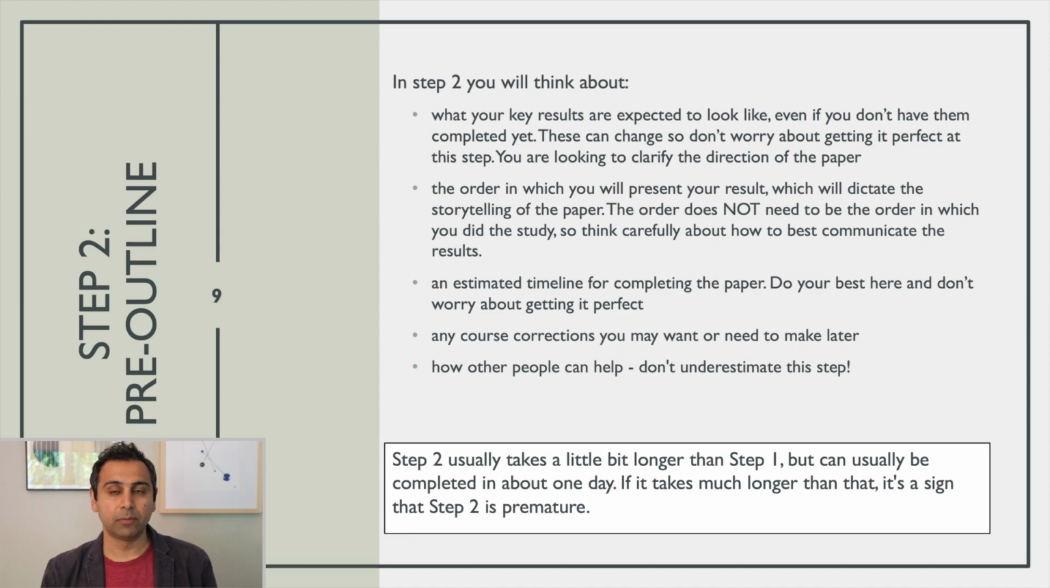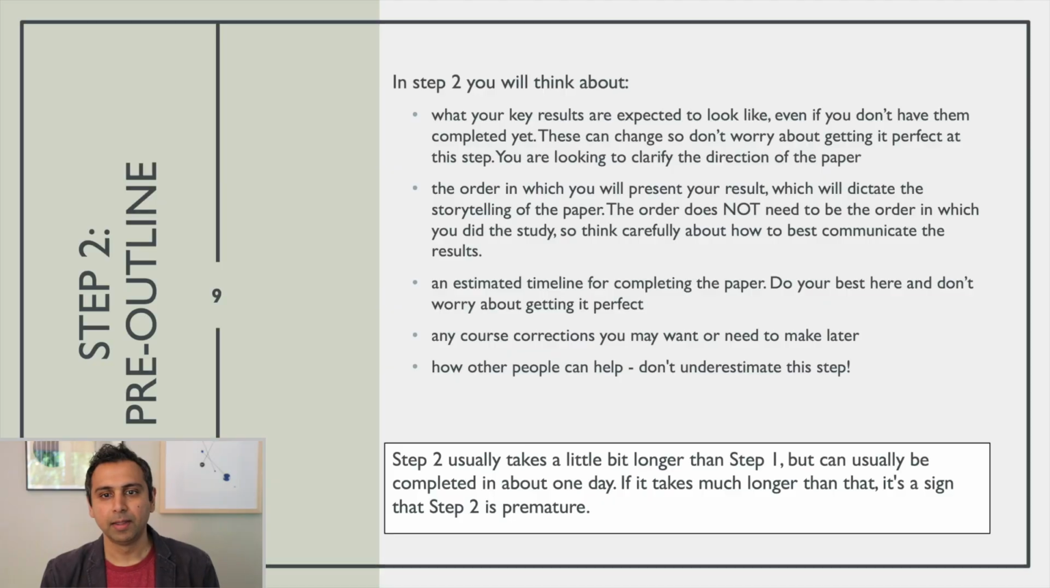You also want to think about what is the order in which you present your results. It doesn't have to be the same order that you did the results. For example, sometimes it makes more sense to show a result first and then show the validation of the procedure later, whereas in reality you probably validated the procedure first and then did the results later. We're also going to be thinking about timelines and also any course corrections that might need to be made later on in the paper.